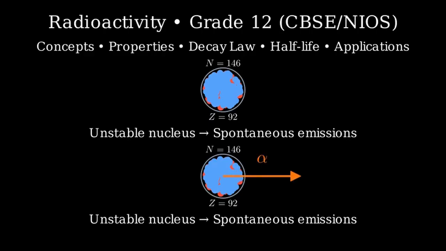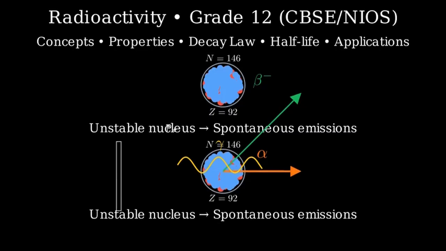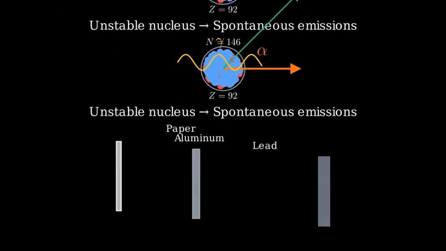There are three main types of nuclear radiation: alpha, beta, and gamma. Alpha is a helium nucleus, 2 protons and 2 neutrons, heavy and positively charged. Beta is a fast electron, light and negatively charged. Gamma is high-energy electromagnetic radiation, a photon with no charge and no mass.